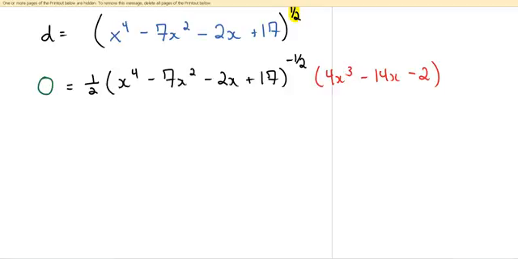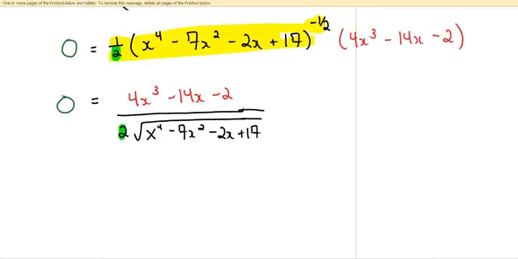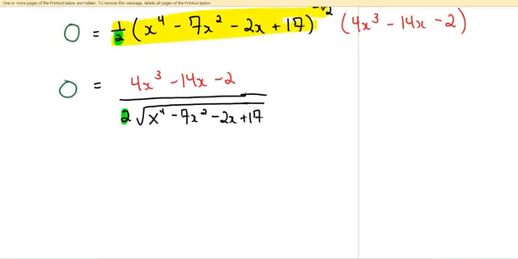Before I can set the derivative equal to 0, let's simplify this a little bit. This is going to be 4x cubed minus 14x minus 2, all divided by this whole expression right here, because we have the power of negative 1/2 there. So I need to put this all on the denominator. This is a 2, and then I take the square root of all that, which is going to be x to the power of 4 minus 7x squared minus 2x plus 17.